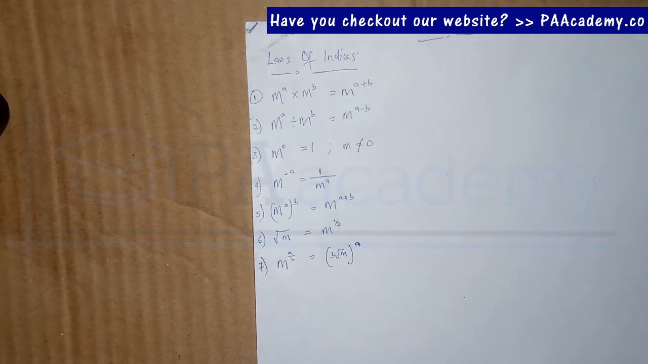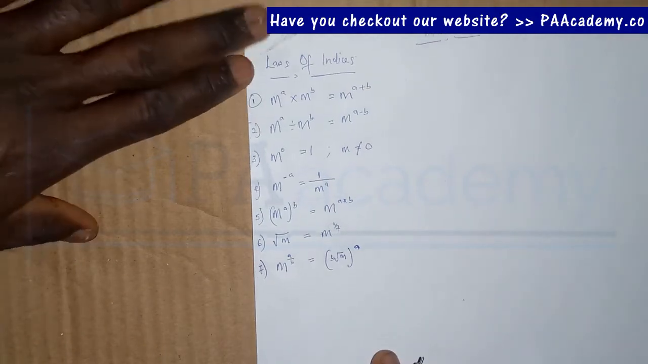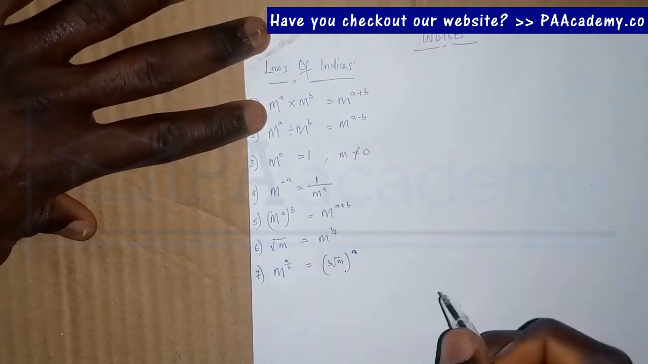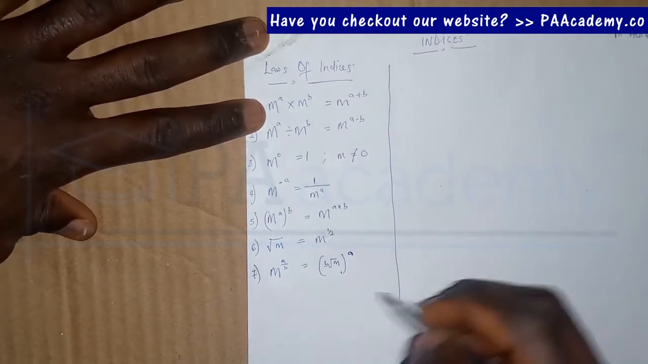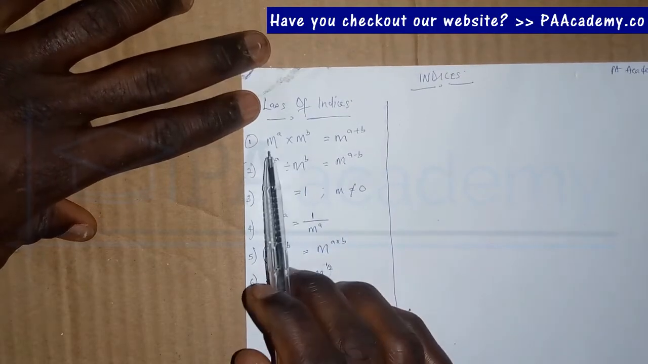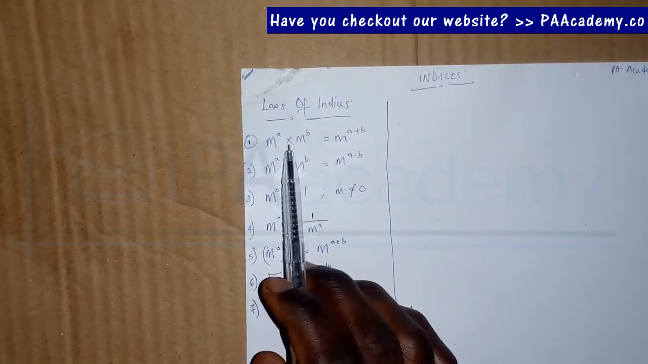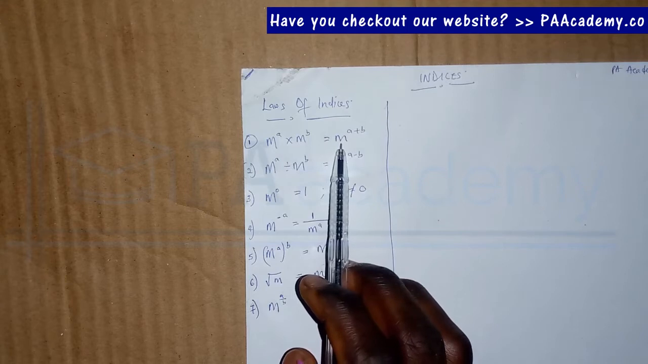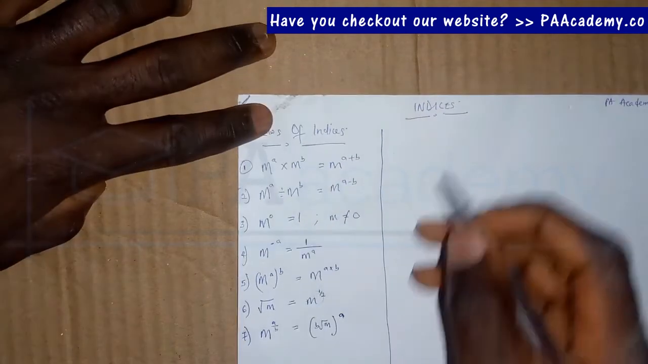So now let's take a look at these examples one after the other. Now let's start with law 1. Let's analyze the application of this law. Law 1 says if you have m raised to power a times m raised to power b, it equals m raised to power a plus b. Now this is what it is saying.